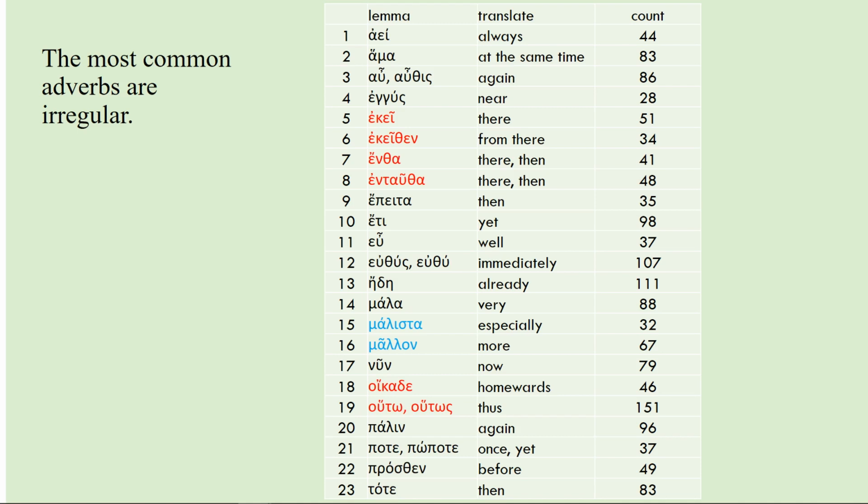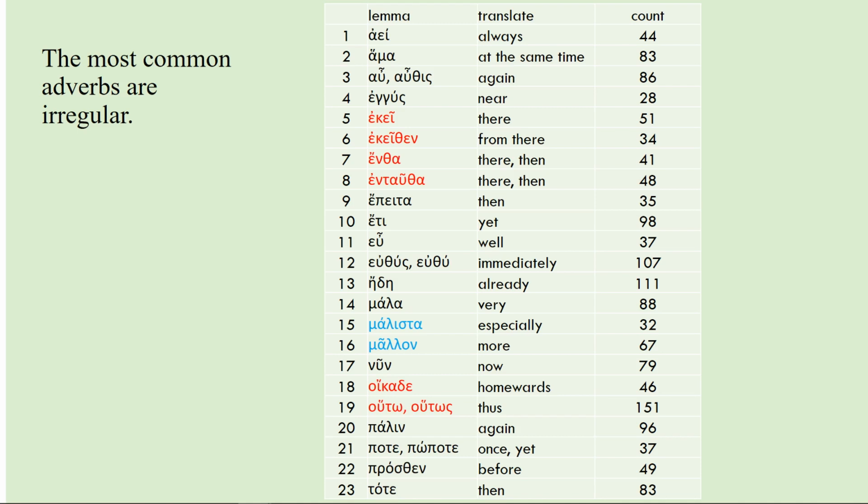Epeita, then. Eti, yet. Eu, well, we see that a lot. This is a word we see a lot in English as well when you think of euphoria, euthanasia. Thanatos is death, so euthanasia is a good death. Talk about a euphemism, which is another word from eu. A euphemism is calling something well that isn't necessarily well.